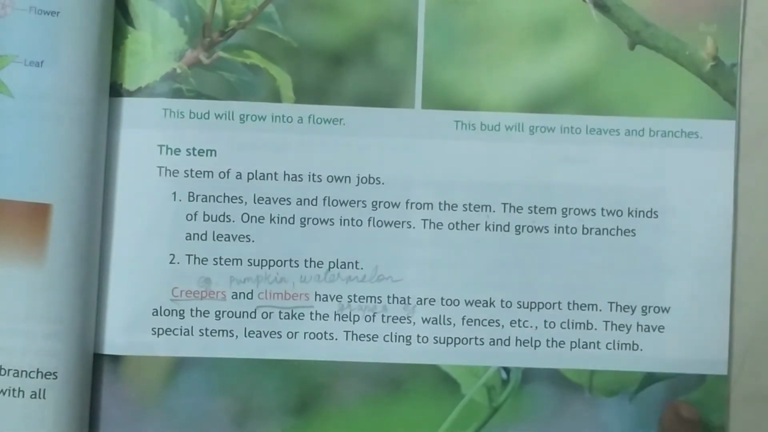Okay, and they have special stems, leaves or roots. These cling to supports and help the plant to climb. Okay, yes. Next we move to herbs.